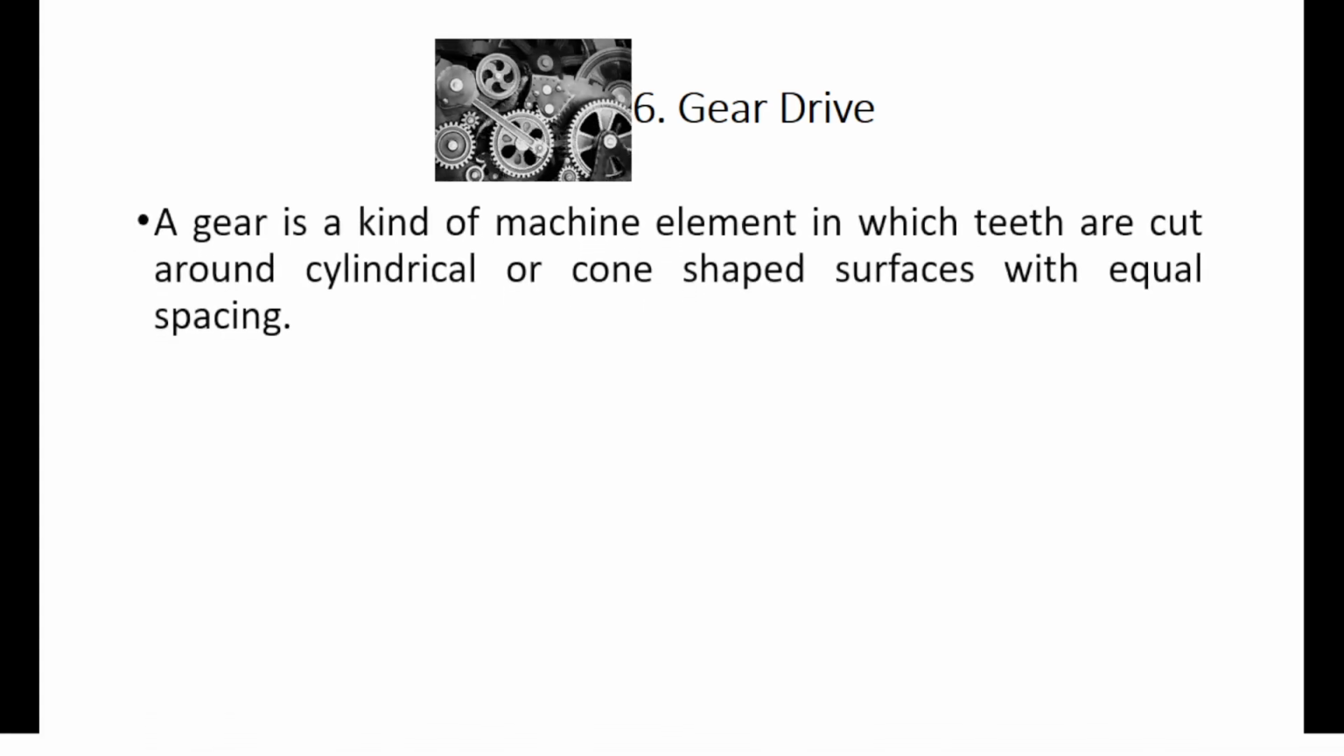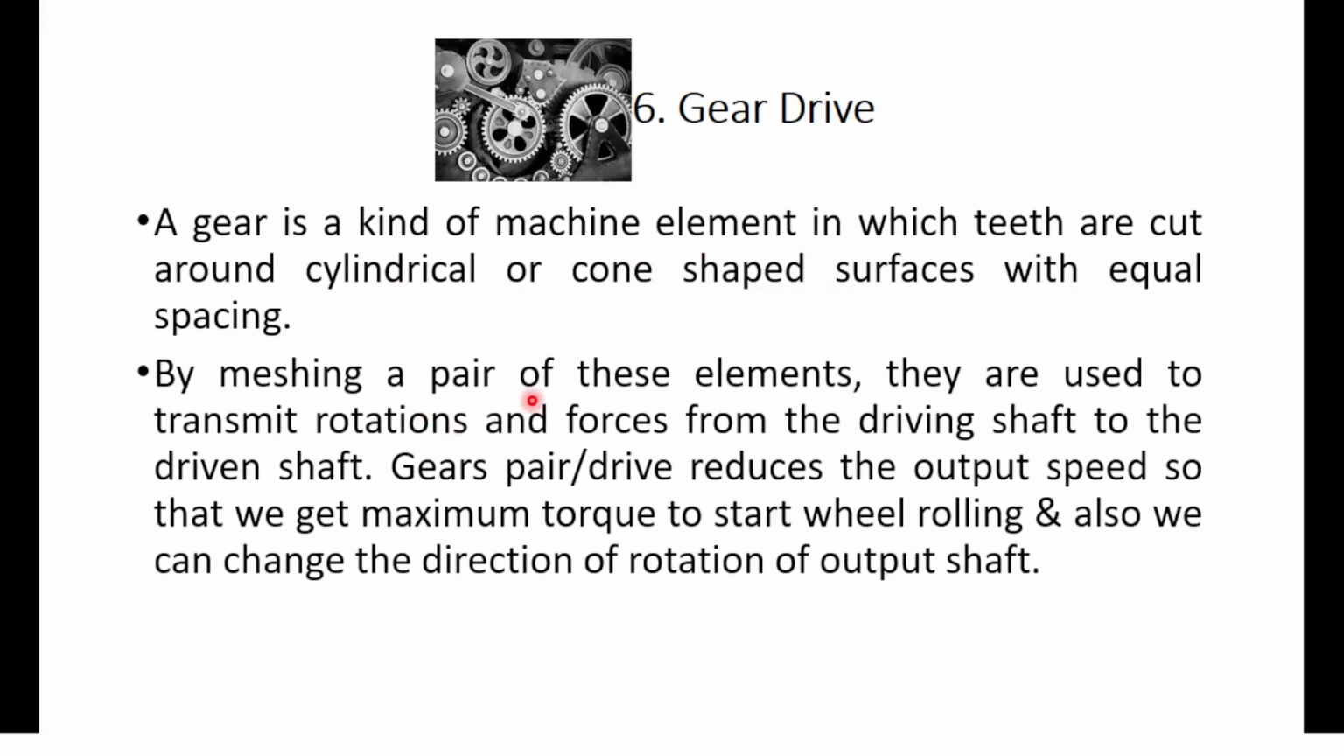Okay, in unit number, I think 4, we have seen a gearbox, where we have also seen what gears are, what their function is, what the advantage and what the limitation is, and also we have studied the gear ratio. Okay, we will again revise over here what exactly gear drives are. So it is a kind of machine element in which teeth are cut around cylindrical or cone shaped surfaces with equal spacing. By meshing a pair of these elements, they are used to transmit rotations and forces from the driving shaft to the driven shaft, right? Driving shaft means the input, and driven shaft is nothing but the output.